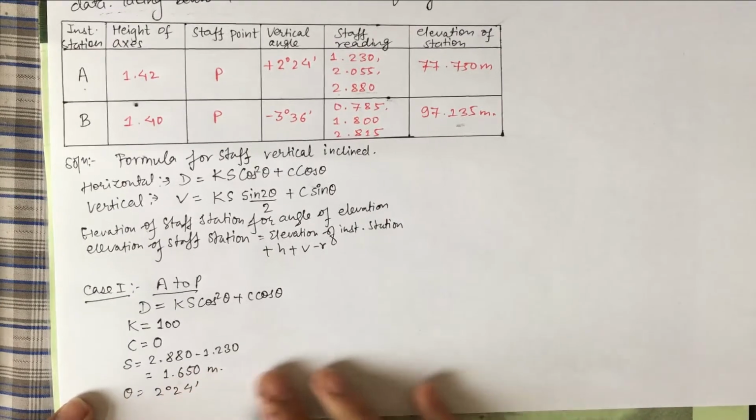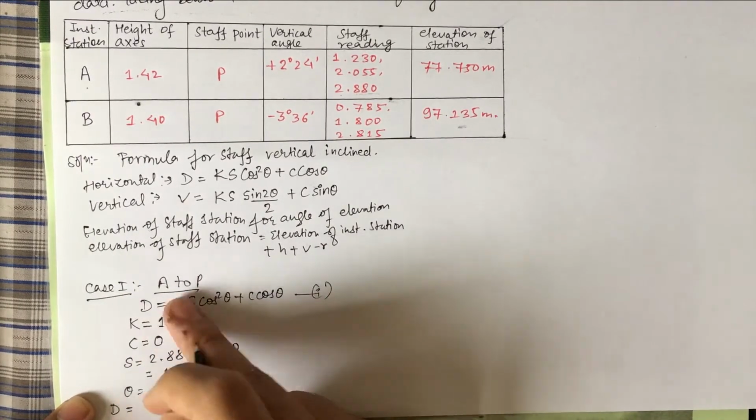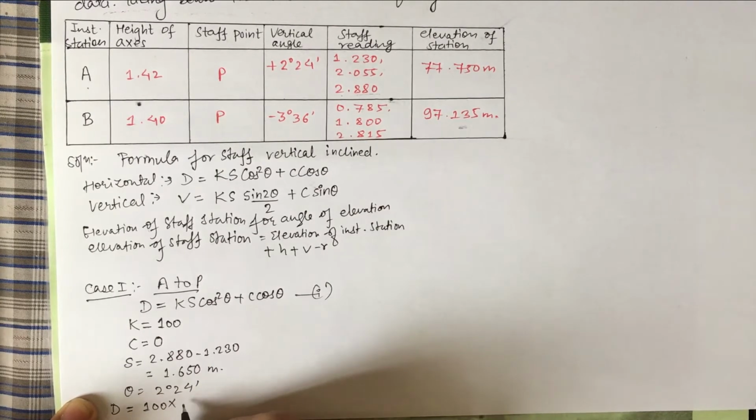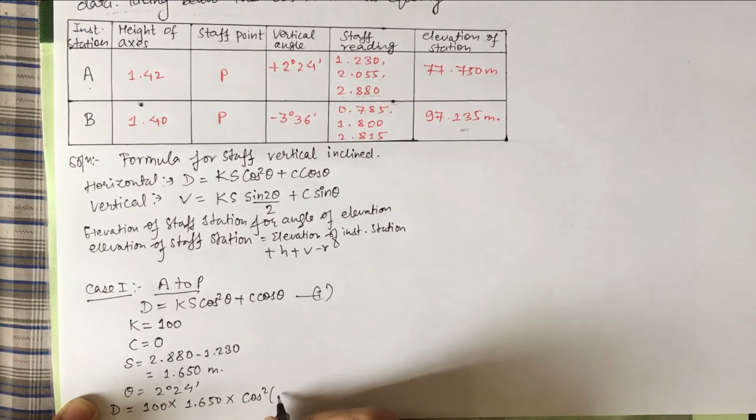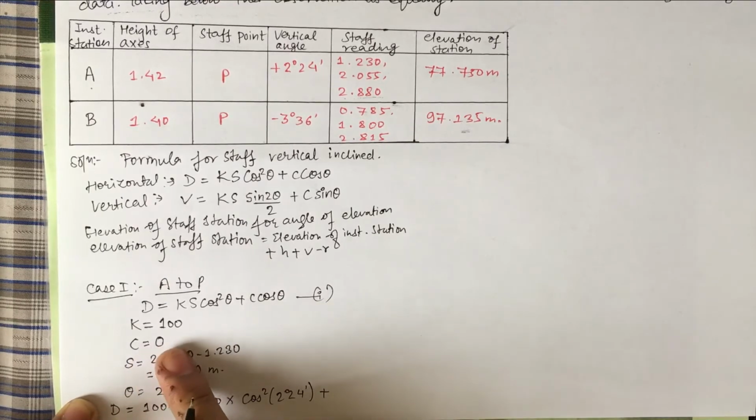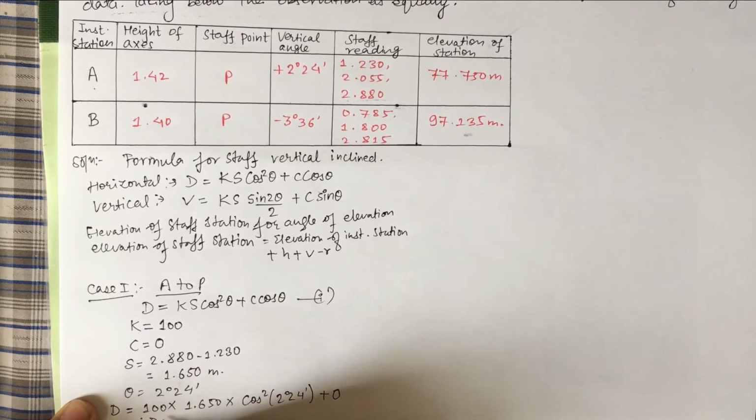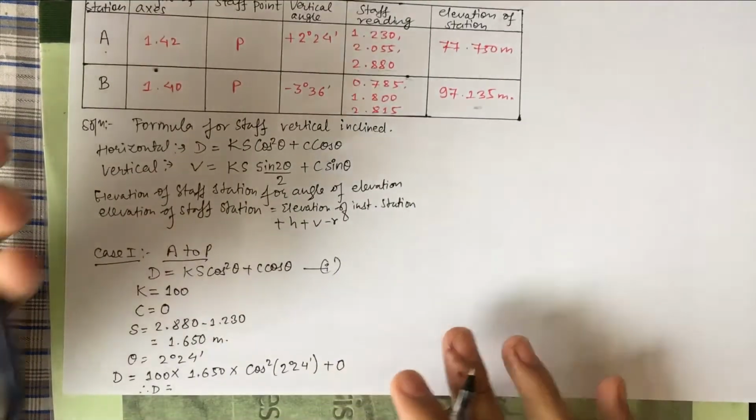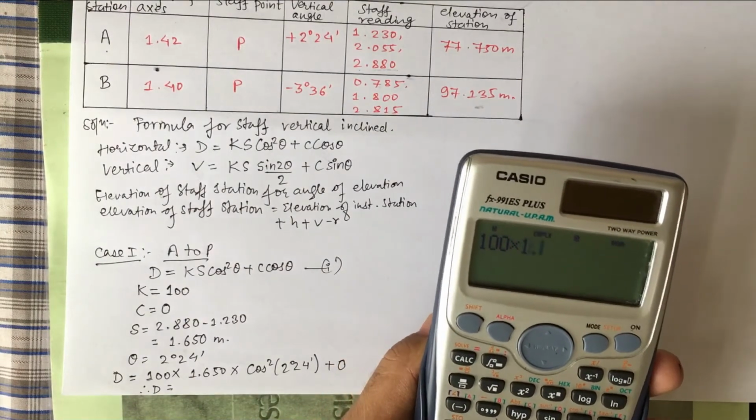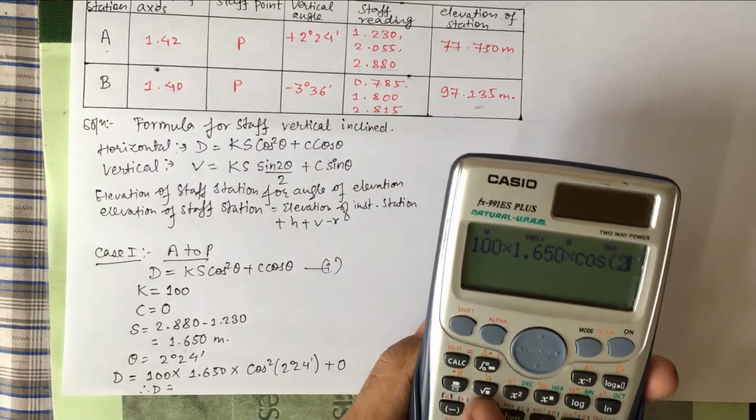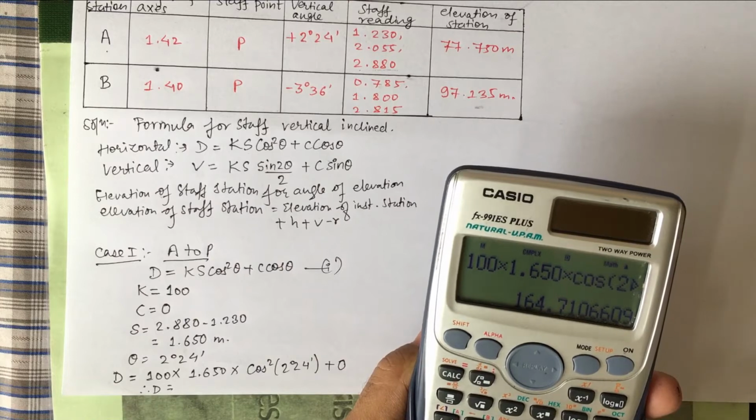Okay, 2 degree 24 minute. Now applying the formula, we have to substitute all these values. Let's say equation one. We'll substitute in equation one. Then D equals K is 100 into S is 1.650 into cos square theta, that is cos square of 2 degree 24 minute, plus C cos theta. Okay, C is zero, so zero with something will be zero only. So let's write zero only. Now we have to solve it. Let's see what will be the value. 100 into 1.650 into cos 2 degree 24 minute whole power square. Okay, square that gives 164.71.